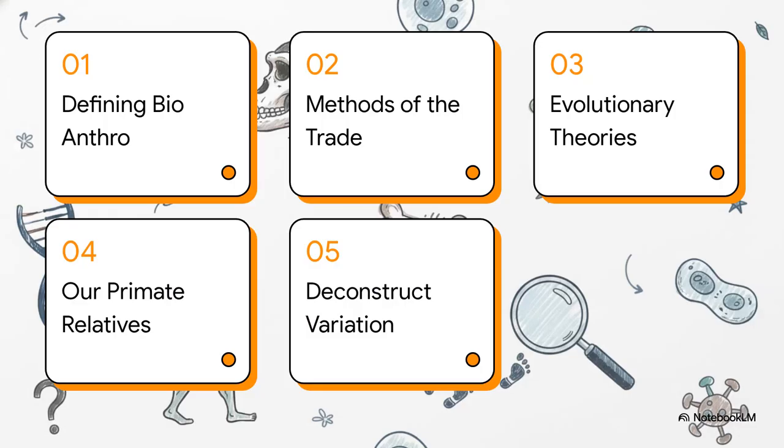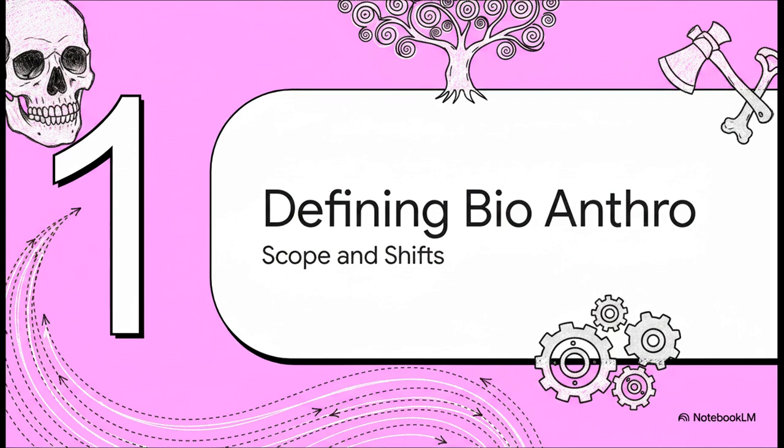Here's our agenda for today. 1. Defining biological anthropology. 2. Methods of the trade. 3. Evolutionary thoughts and theories. 4. Our primate relatives. And 5. Deconstructing human variation. Starting off with Section 1. Defining biological anthropology. Scope and shifts.